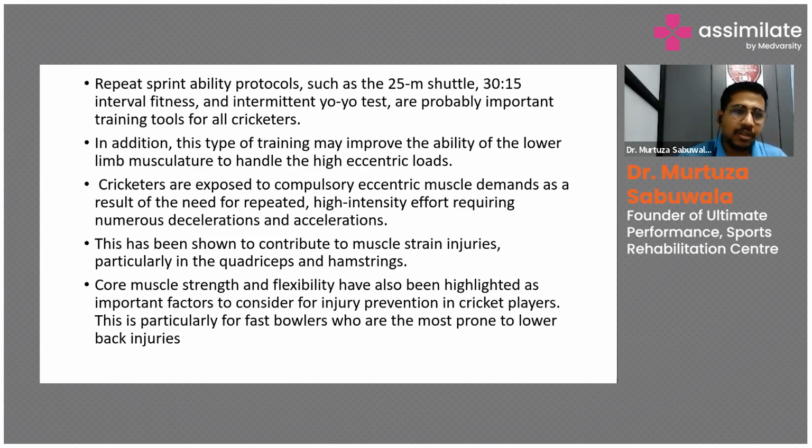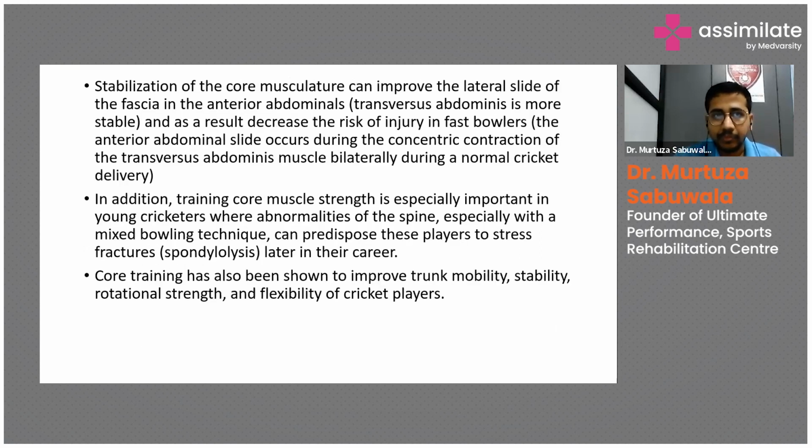And this is particularly so for the fast bowlers, who are more prone to low back injuries. Stabilization of the core musculature can improve the lateral side of the fascia in the anterior abdomen, and as a result, decreases the risk of injuries in the fast bowler. Anterior abdominal slides occur during the concentric contraction of the transverse abdominis muscle bilaterally during normal cricket delivery.